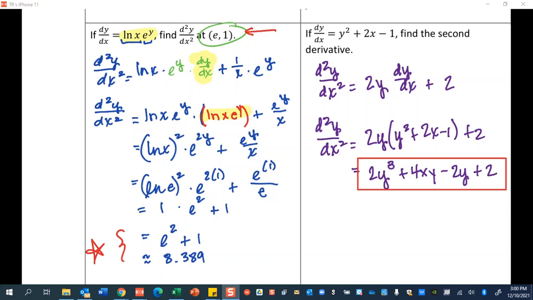And then for the next one, my derivative is this. So my second derivative is going to look like this. Don't forget to take the derivative of y. And then when you go to substitute, this has to go in here. All right?